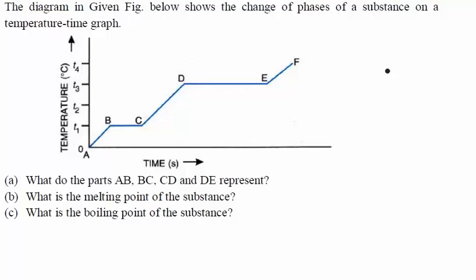Hello everyone, let's try to answer this question from the chapter Calorimetry. Let's go through the question and try to understand what is given and what he is asking us to find out. The diagram in the given figure shows the change of phases of a substance on a temperature-time graph. What he is asking is, what do parts AB, BC, CD and DE represent?